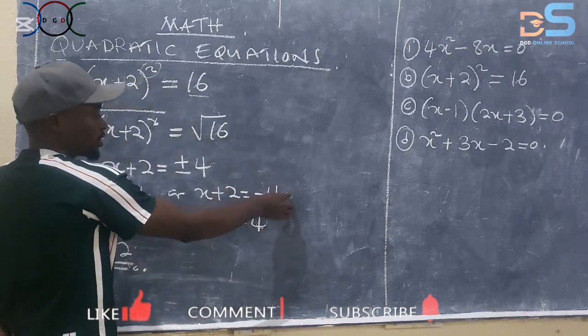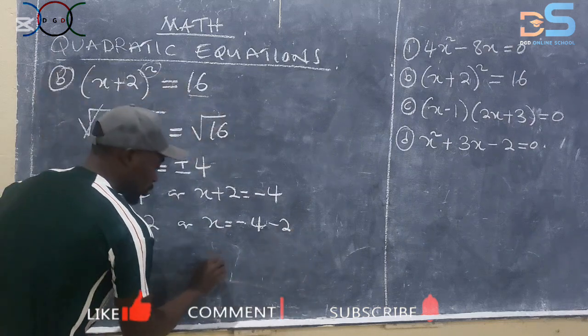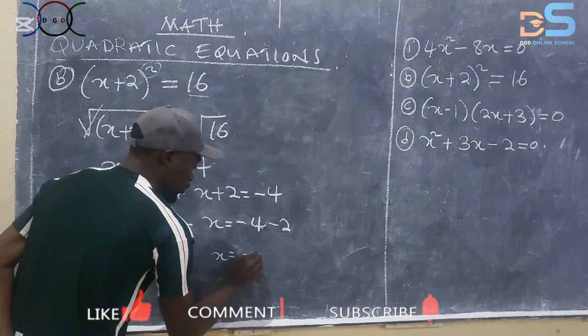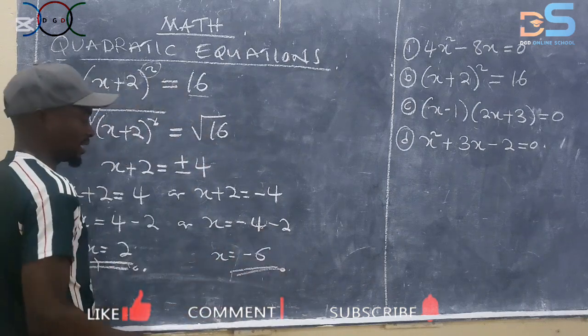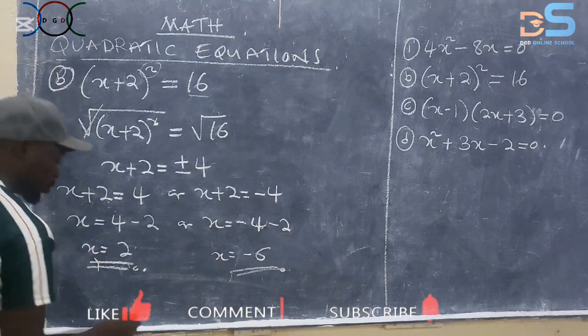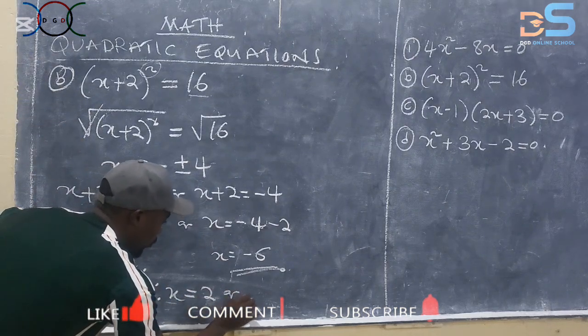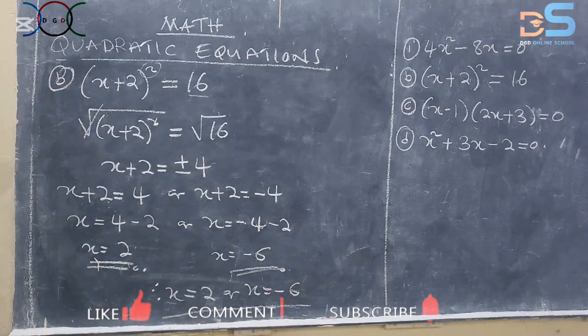But we can also say, or x will be equivalent to negative 4, and then when the 2 crosses the equal sign, it becomes minus 2. So our x will be equivalent to negative 4 minus 2. We are going to get negative 6, because you know that with the same signs, you add and maintain the same sign. So we can conclude by saying our x will be equivalent to 2, or our x will be equivalent to negative 6. Basically, those are the two values for x in our second equation.